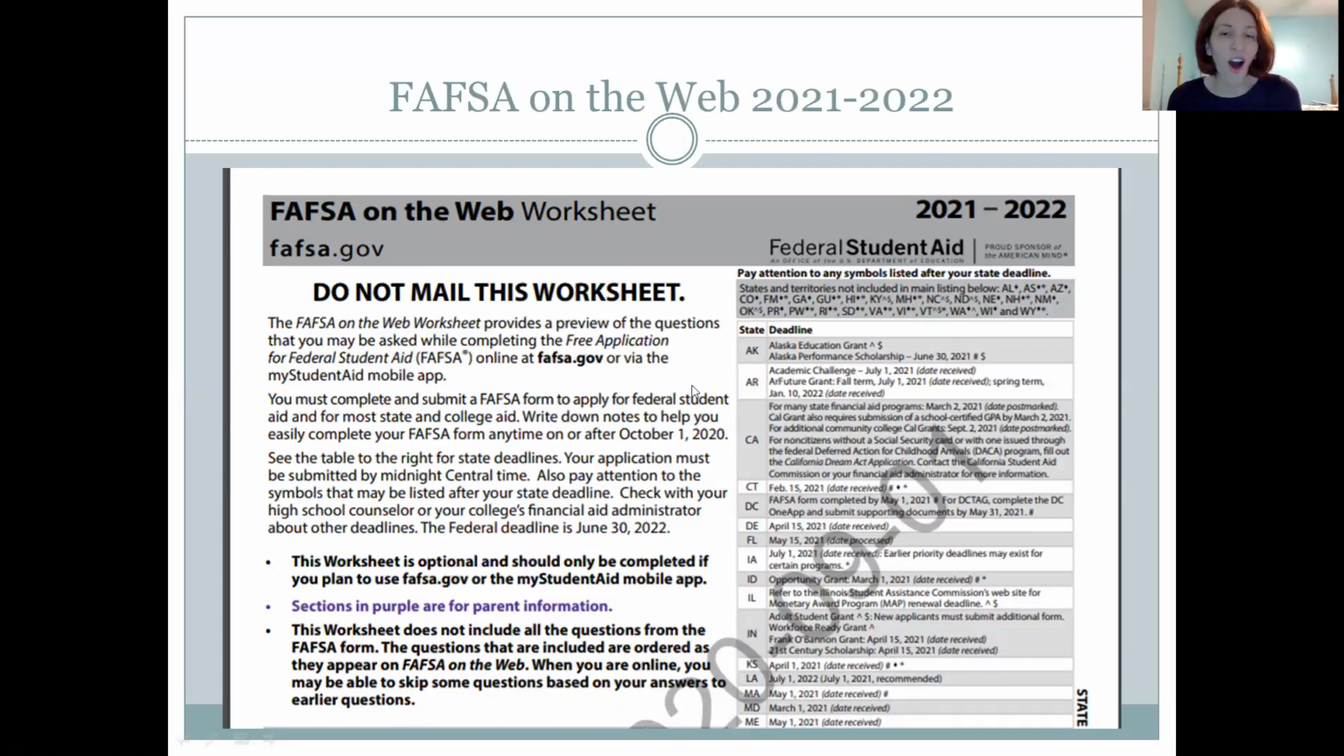I'm assuming everyone on the call is either a parent of a senior or a current senior in high school. And if that's the case, you're going to be completing the 21-22 FAFSA form. You need to be careful when you're out there because there's both the 2021 FAFSA and the 21-22 FAFSA out there. There's both years at the moment. So please be sure to complete the 21-22 FAFSA if your student will be starting in the fall of 2020.